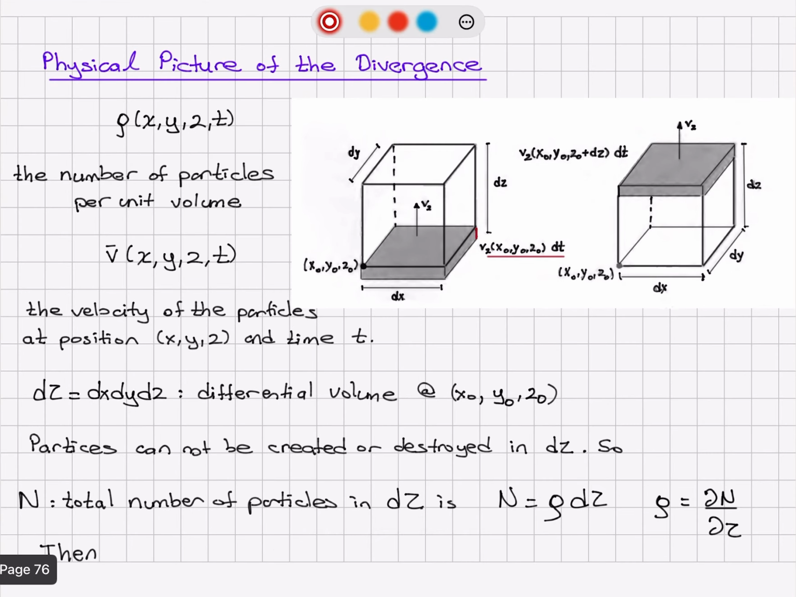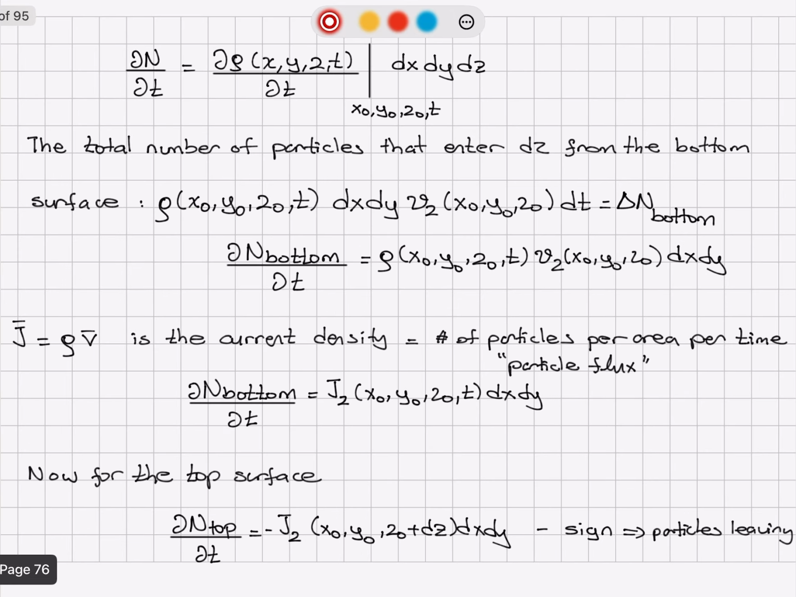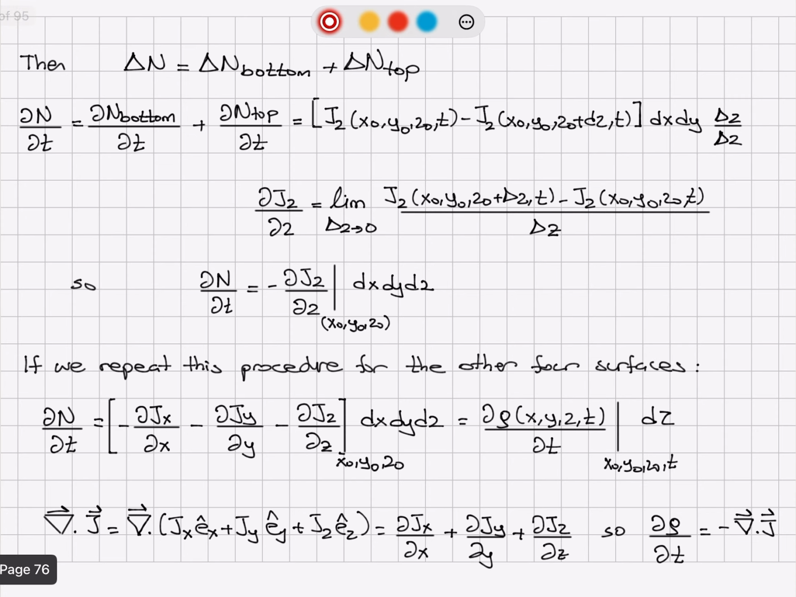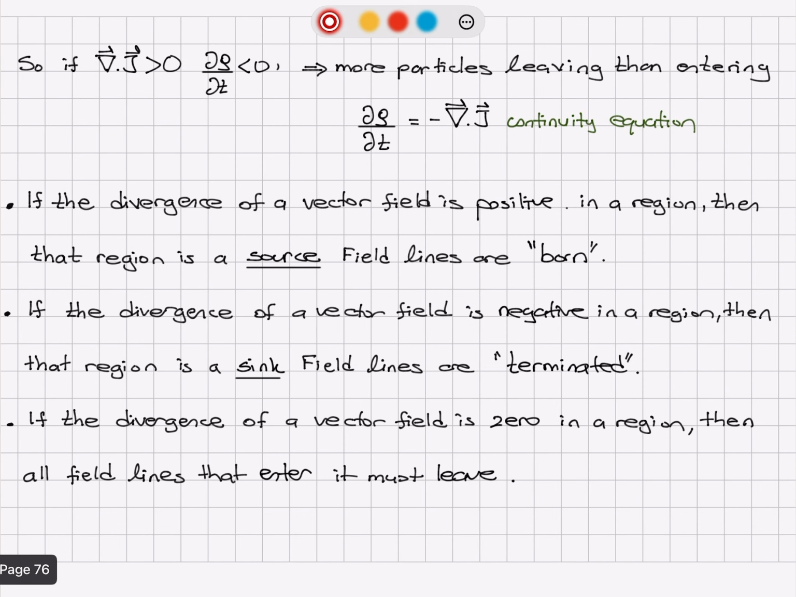Now we will talk about the divergence in curvilinear coordinate systems, but before we do that, let's recall our physical picture of the divergence. Here we have considered a differential volume in which we have the total number of particles, capital N, in d tau, which is rho d tau, where rho is the particle density. By looking at the divergence, we have found the following results. Let's recall that. The divergence of J is the divergence of the current, the flux of particles.